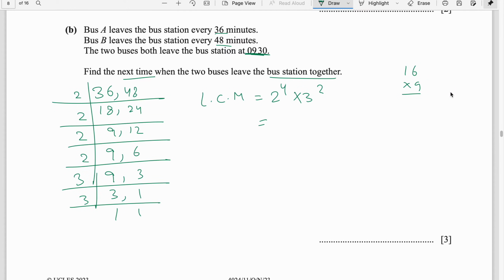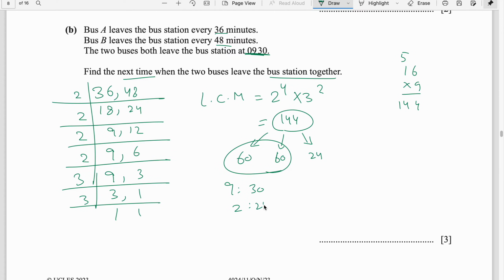6 into 9 is 54. 9 1 times 9. 9 plus 5 is 14. So that is 144. This is 144 minutes. So I'm splitting it to convert it into hours. That is 60, 60, 120, and I'm left with 24 minutes. So basically 2 hours and 24 minutes. After 9:30, they will again leave together at 11:54.